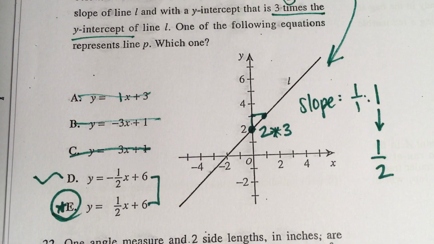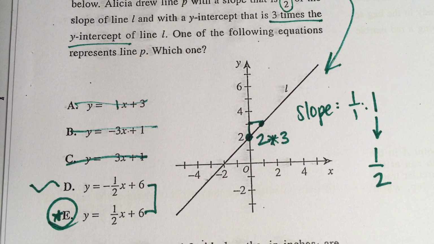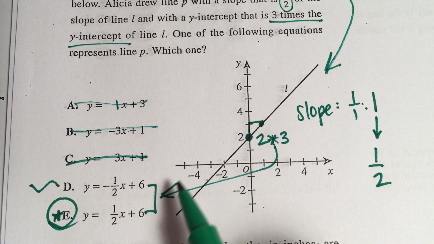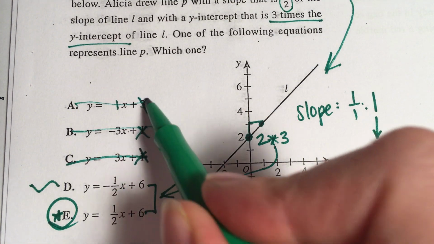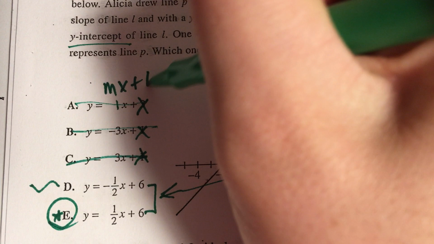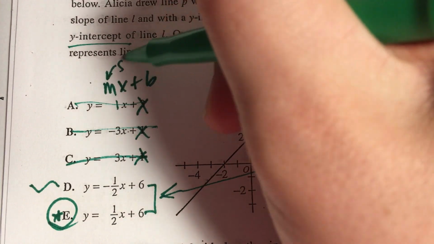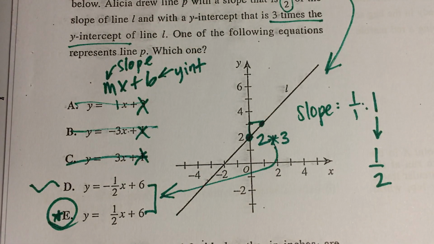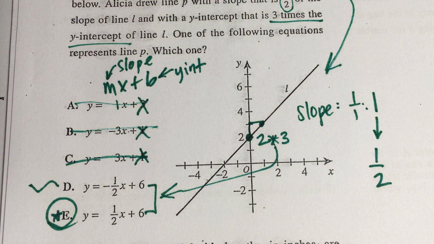Right? They even tried to trick us a little bit, but as soon as we multiply the 2 times the 3, that's going to tell us that it's 6. So it wouldn't be this one, still wouldn't be that one, still wouldn't be this one. The thing to remember here is that in mx plus b, this here is your slope. That's what you're looking at. And this is your y-intercept. Right, so you can see those things throughout.